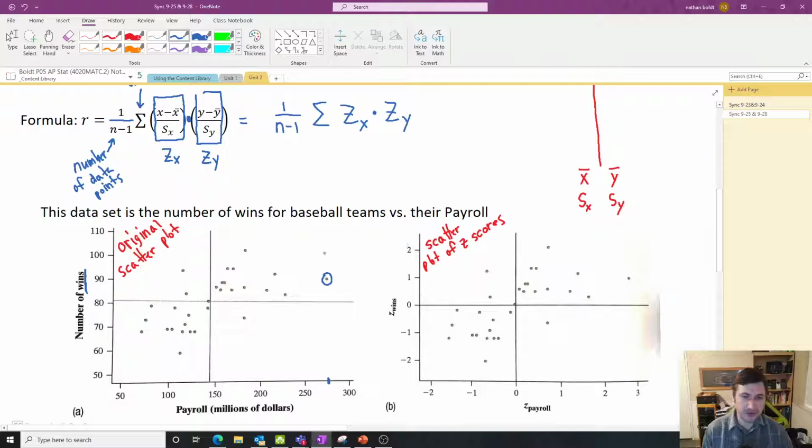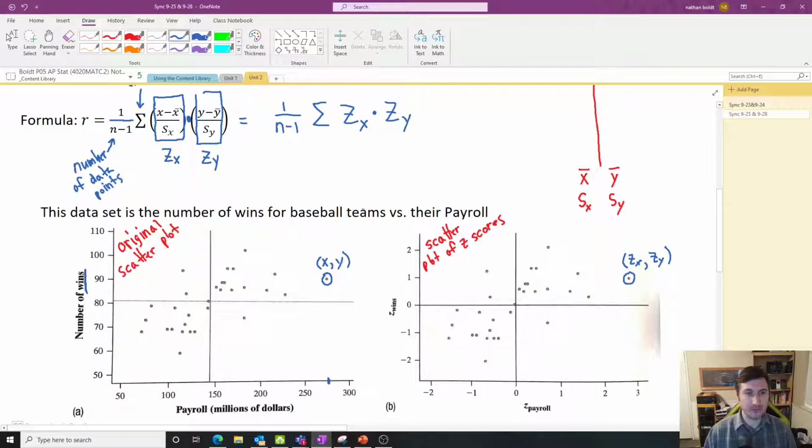That doesn't matter. So we take that point, that x comma y point, and we find the z-score of x, the z-score of y, and that point comes over here and becomes this one, zx comma zy. All right, so we got zx and zy. We turn this point into a z-score.